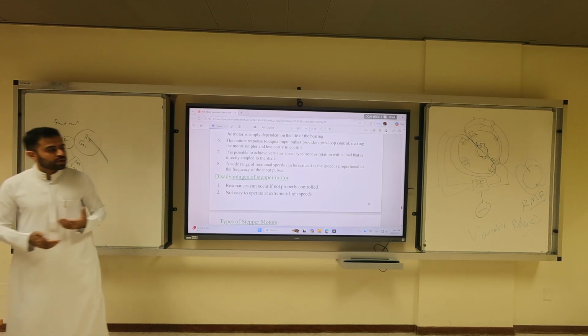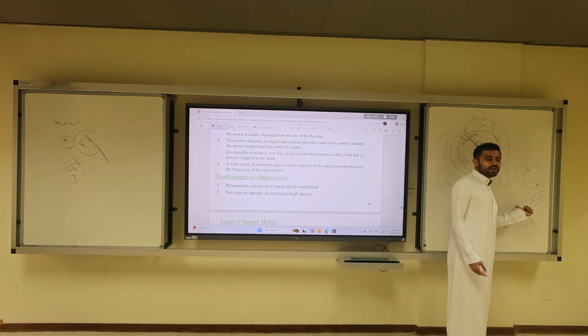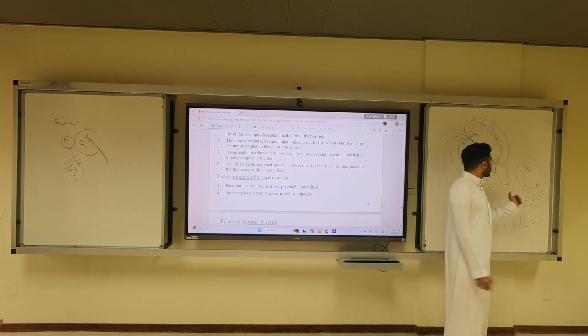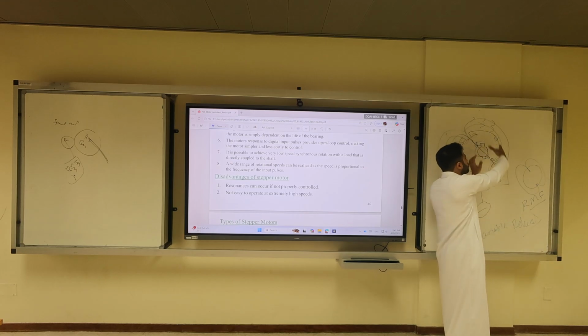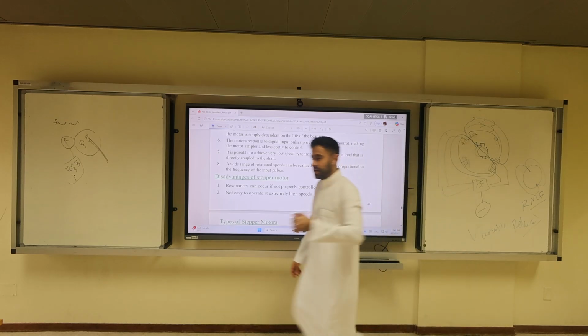To get a smooth rotation, you need our favorite animal. What's our favorite animal? RMF. You need a rotating magnetic field. You need this in blue to rotate as a function of time. 60 hertz, 50 hertz, whatever.